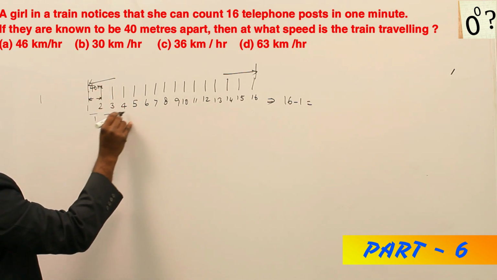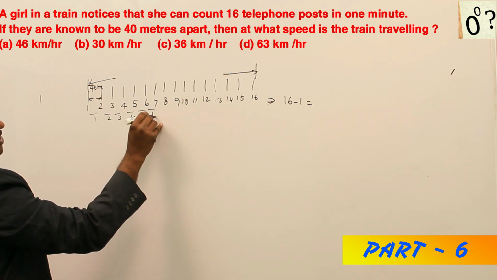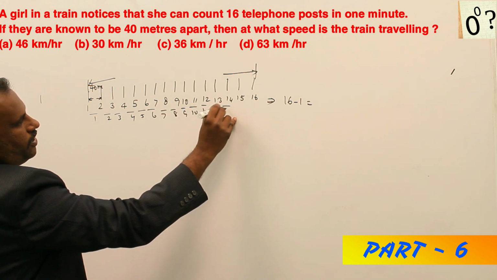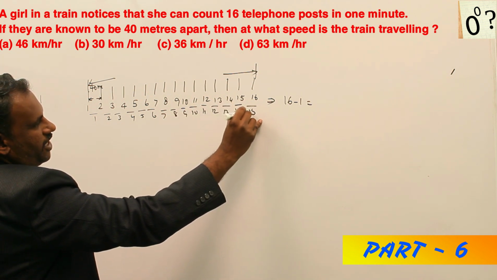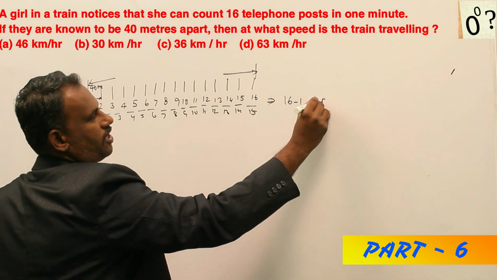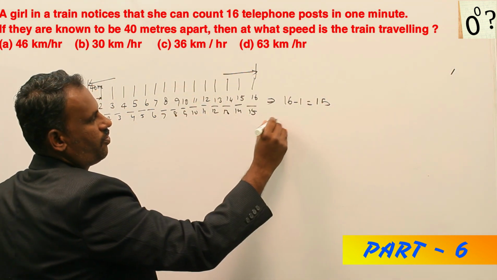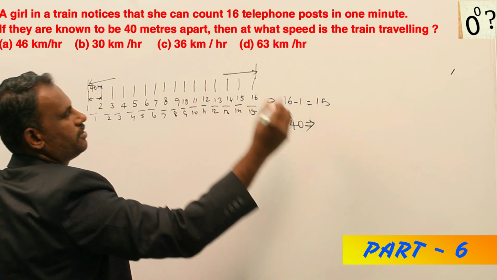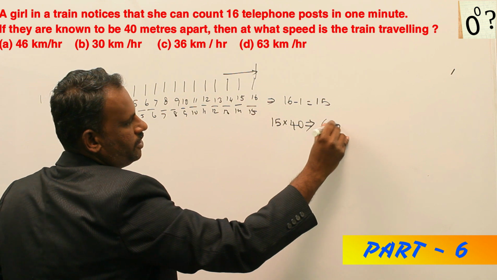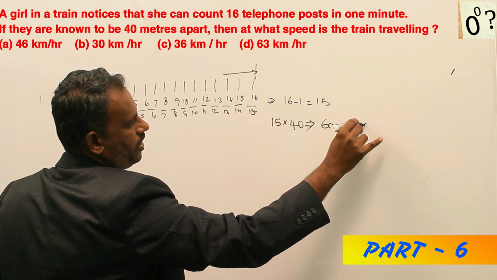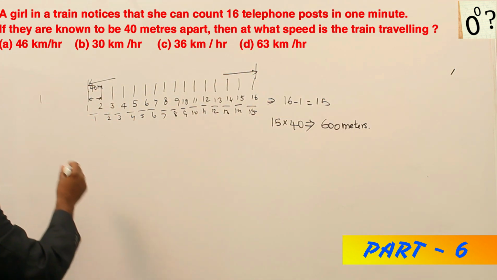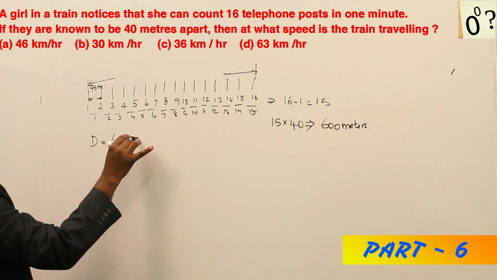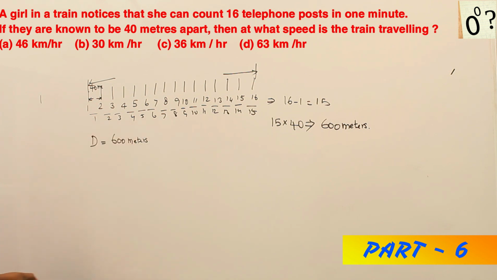This is the second gap, this is the third gap, the fourth gap, the fifth, and 6, 7, 8, 9, 10, 11, 12, 13, 14, 15 gaps. So the total number of gaps is 15. Each gap is 40 meters. So the total distance from here to there is 600 meters.